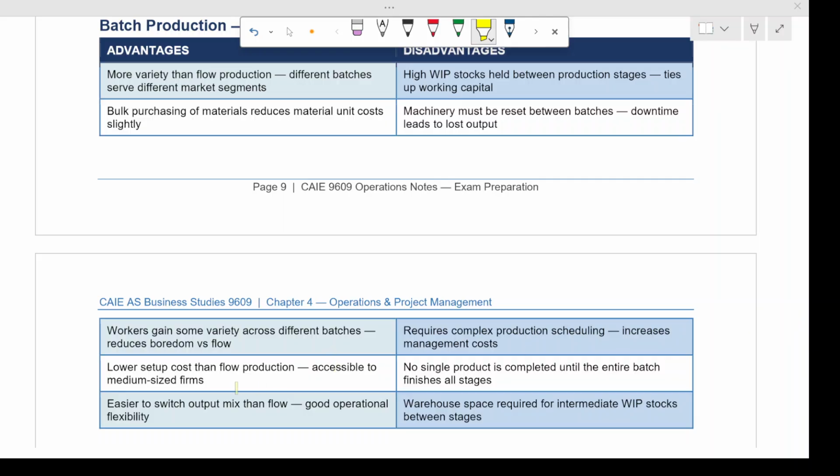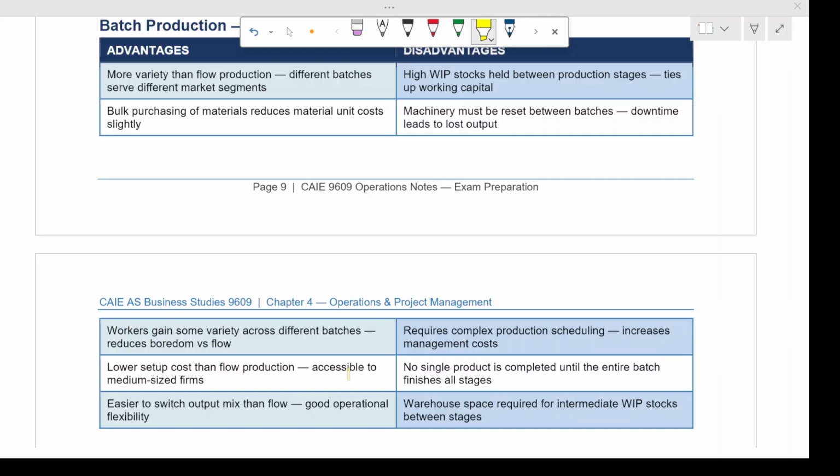The fourth one is that lower setup cost than flow production, so it is accessible to medium-sized firms. So in this scenario, the overall size of the machinery, overall size of the plant is not very big. So it can be afforded by small and medium-sized entities that we call SMEs. Because it is not very big in size, because of the nature of the entire thing, where you have to make everything different for each batch.